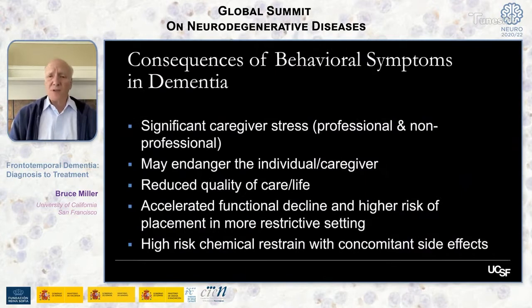What are the consequences of behavioral symptoms in frontotemporal dementia? I mentioned caregiver stress also affects, I think, the professionals looking after these patients for whom we often have no easy answers. It may endanger the individual, the caregiver. It reduces quality of care and life for both. It accelerates functional decline and increases the likelihood of higher risk of placement in a more restrictive setting. And it also increases the risk of chemical restraint with concomitant side effects, including death.